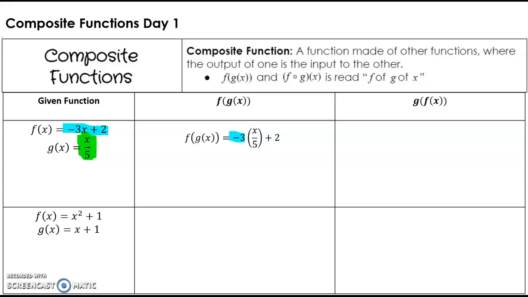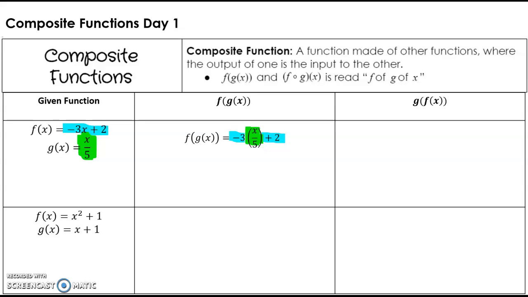So you can see that the negative 3 is still the same, the positive 2 is still the same, but instead of just x, I've substituted in for x the entire function g of x. So I have the entire function g of x, which is x over 5, in place of the x in the f of x function. So this is f of g of x. So I'm just replacing every x I have in f of x with the entire function g of x.